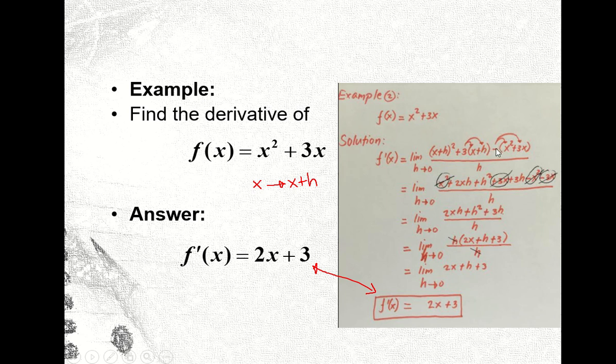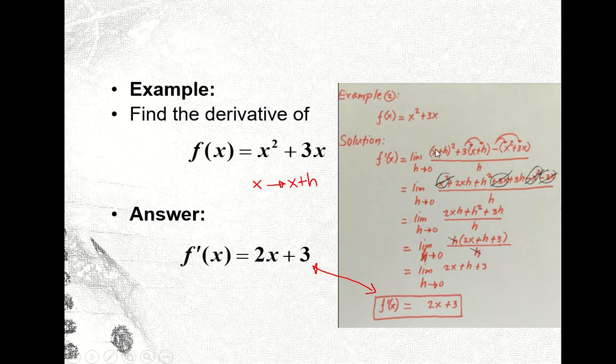Now from the formula, we have minus f of x, and our f of x is x squared plus 3x. Since f of x is composed of two terms, you have to enclose it with parentheses when you subtract it from this part here. Then divided by h, and take the limit of this as h approaches 0.